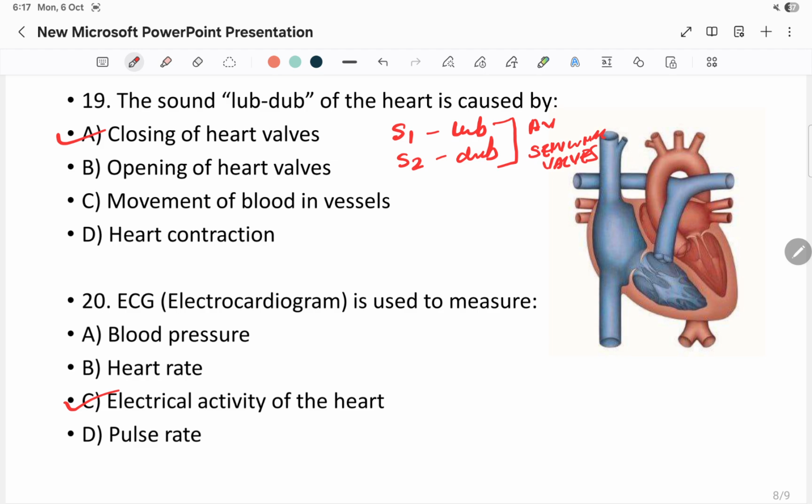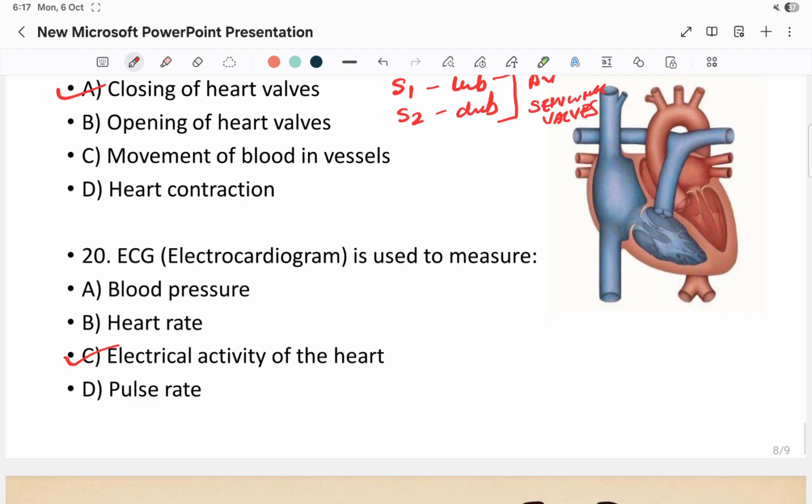So for today we have only 20 MCQs. I hope you all have understood.